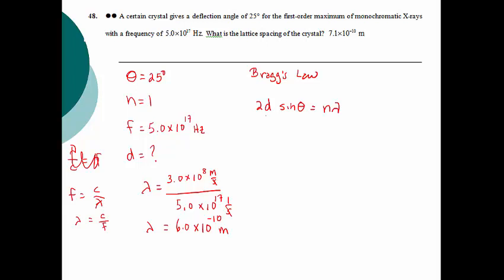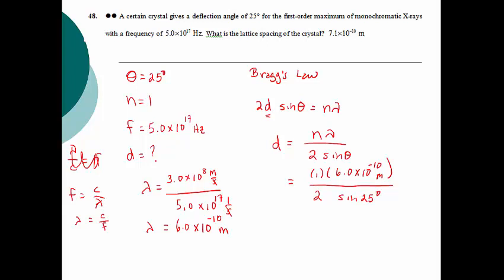So now I'm going to solve for D. So I have D is equal to n times the wavelength divided by 2 times the sine of theta. So my order number is 1 in this case. My wavelength is 6 times 10 to the minus 10th meters. Again, that's going to give me D in meters, right? Divided by 2 times the sine of 25 degrees. And then that is going to give me D. So I have my wavelength, and then I'm going to divide it by the quantity of 2 times the sine of 25.